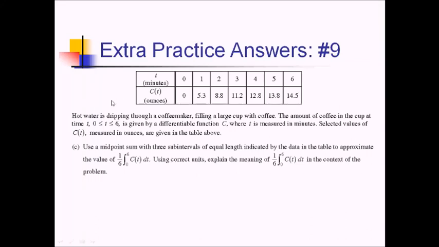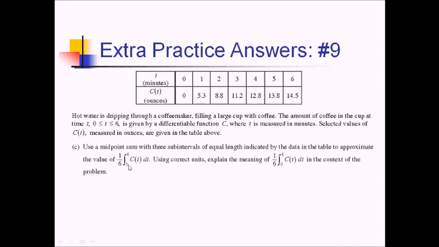For this problem, I've got hot water dripping through a coffee maker, filling a large cup with coffee. The amount of coffee in the cup is given by differentiable function c, and we've got some sample values of c in this table up here. So using a midpoint sum with 3 subintervals of equal length, we want to approximate the value of 1/6 integral from 0 to 6 of c of t dt, and then explain what this means. So we're basically finding the average value, and we'll talk about that later. But let's first find the approximation that they wanted.